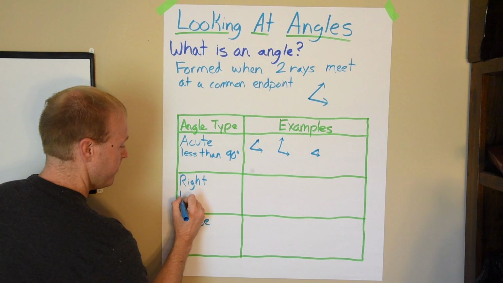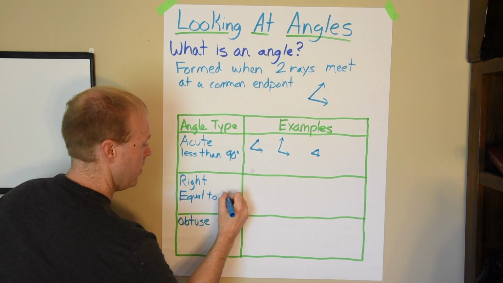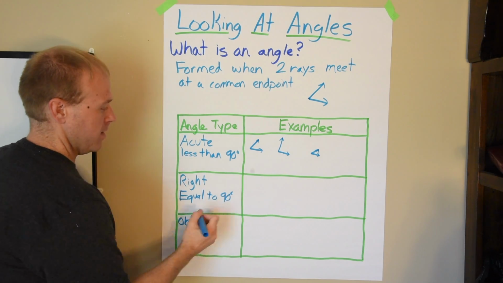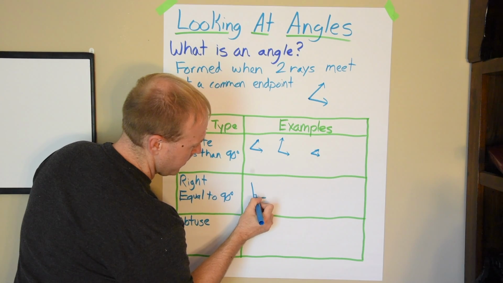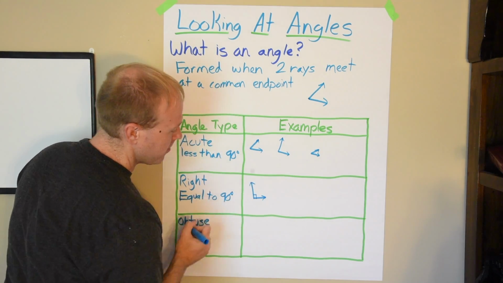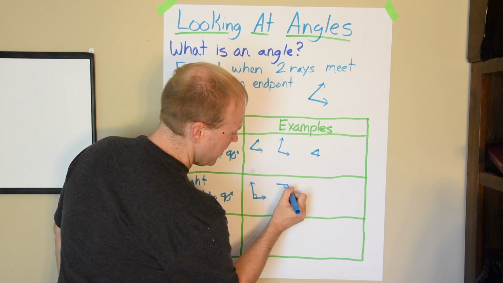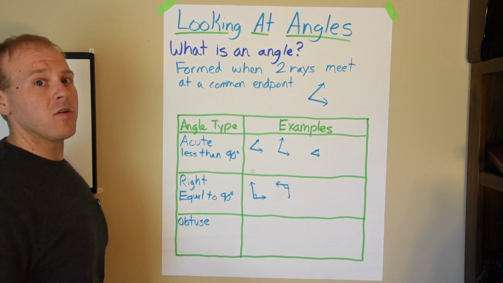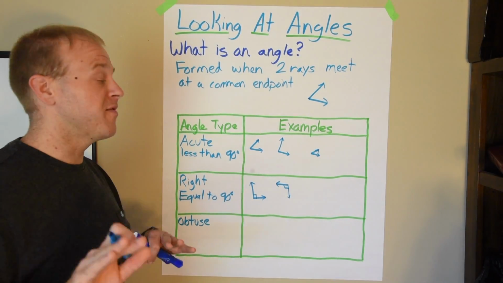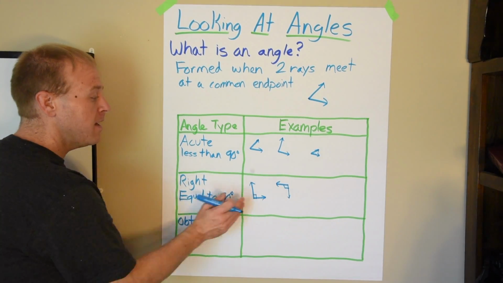A right angle, of course, is equal to 90 degrees. Okay, so like that. We always put that little box so we know it's a right angle. Doesn't matter how I draw it. As long as it makes an L shape, it's a right angle. We're going to deal with right angles a little bit more here in a few minutes with a special type of relationship with angles. But for right now, that's a right angle.